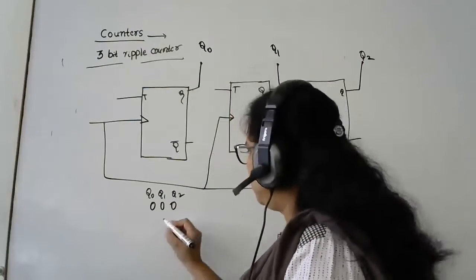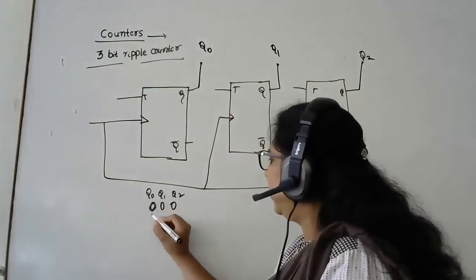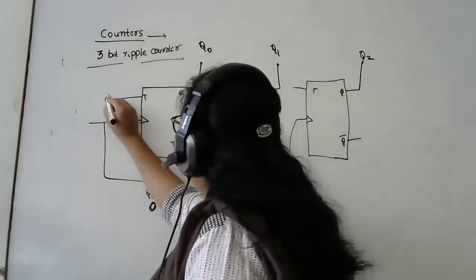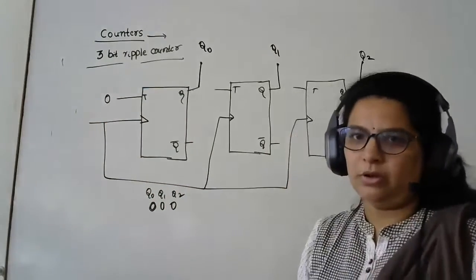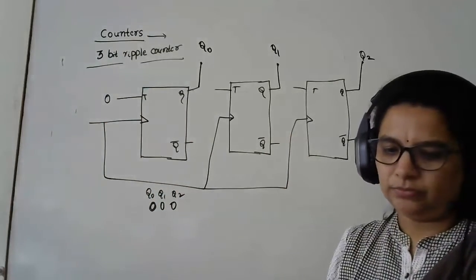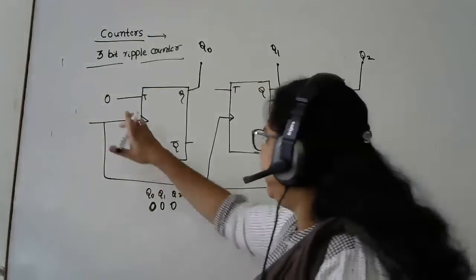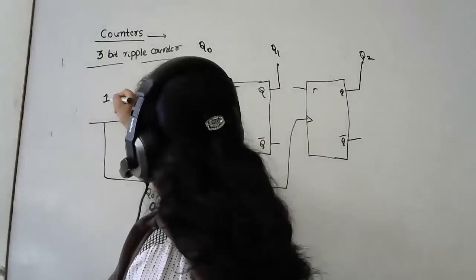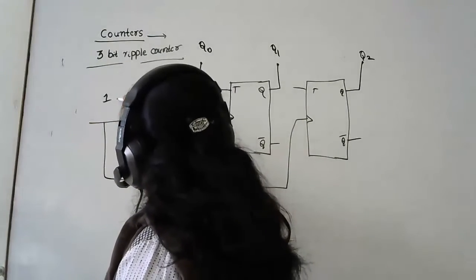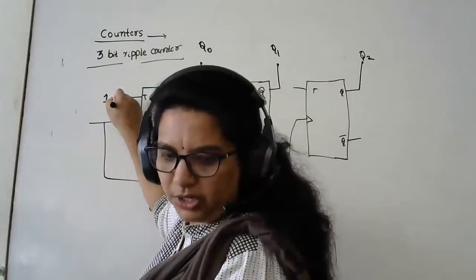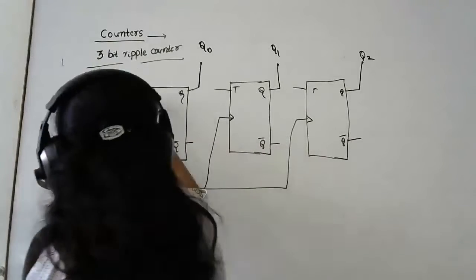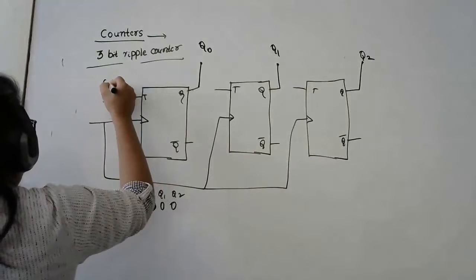Okay, so to start with, I'm considering Q0, right? I'm applying the input 0 to T, or okay, let me apply 1 to T. What is this? Whatever I'll be having over here, this is nothing but my enable. So let me connect a count enable here.